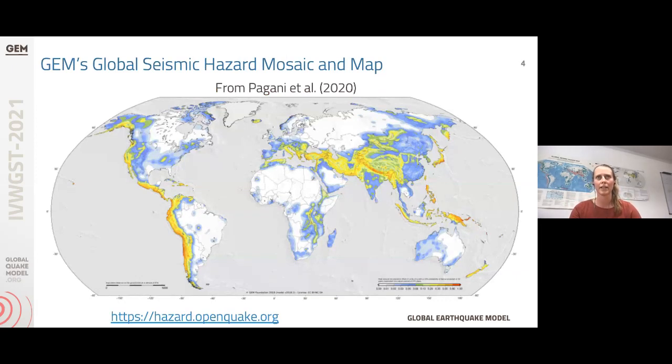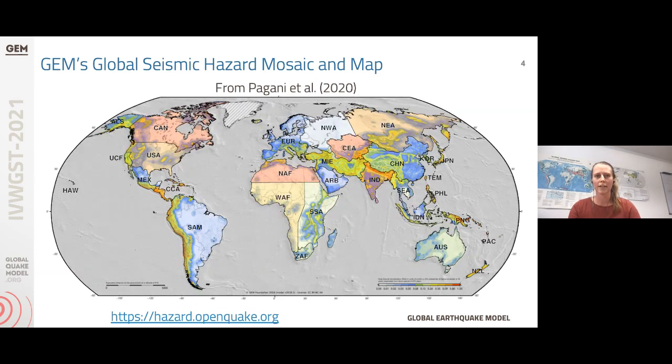Pictured here is the global seismic hazard map produced by GEM using the global hazard mosaic. This is a mosaic of models that are provided by different partners with GEM, ranging from projects to individual institutions that have developed models for their respective regions or countries. Throughout this presentation, I will be using these models to provide examples that demonstrate the different components of a PSHA model.